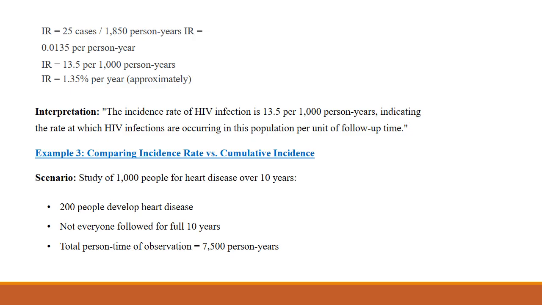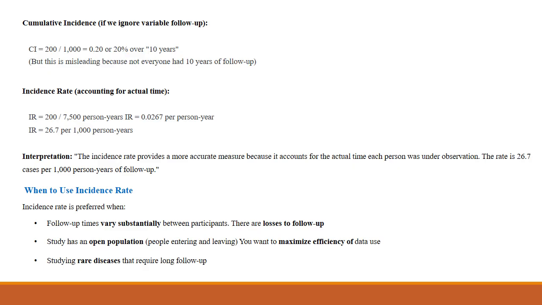A study of 1000 people for heart disease over 10 years. 200 people develop heart disease. Not everyone is followed for the full 10 years. Total person-time of observation is 7,500 person-years. Cumulative incidence: if we ignore the variable follow-up, then cumulative incidence would be 20% over 10 years. But the follow-up times are different, so we calculate the incidence rate.